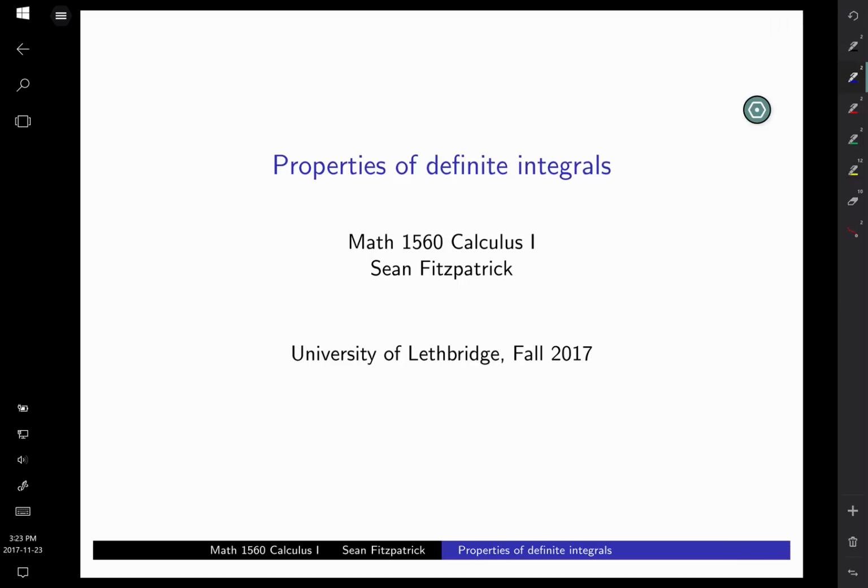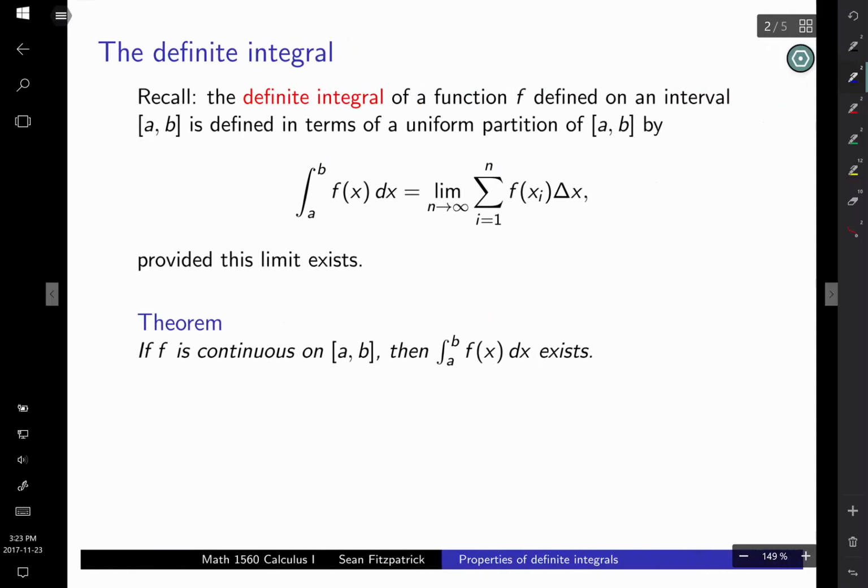Alright, in this video for Math 1560 Calculus 1 at U of L for fall 2017, we're going to look at some of the properties of definite integrals. Okay, so first just a reminder how the definite integral is defined. We define it as a limit of Riemann sums.